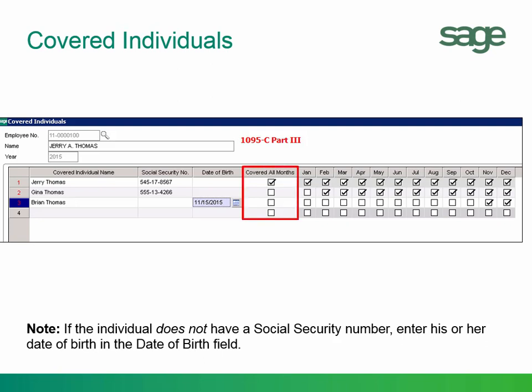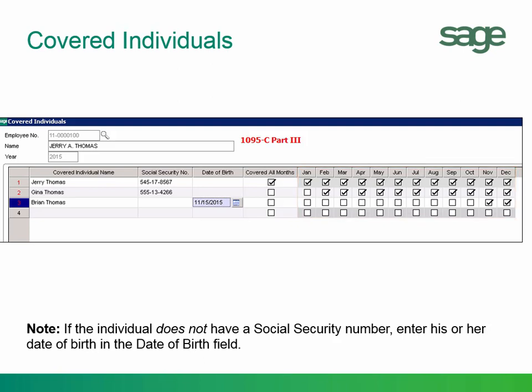The Covered All Months checkbox. Select this checkbox if the individual was covered for at least one day in every month of the year. Otherwise, clear this checkbox. So then there are the individual months checkboxes. If the individual is not covered at least one day in every month of the year, select the checkbox for each applicable month in which he or she was covered. Clear the checkbox for any month that they were not covered.